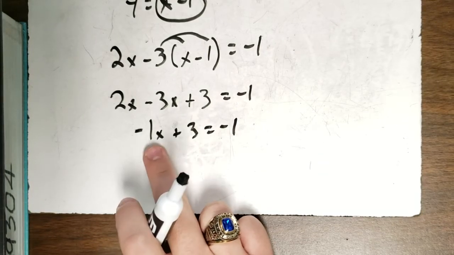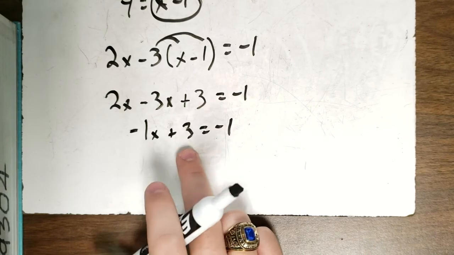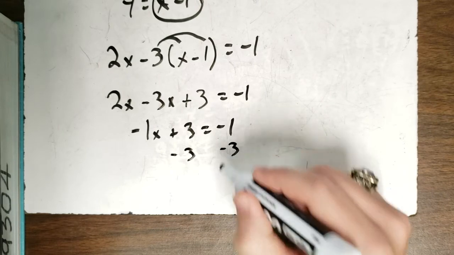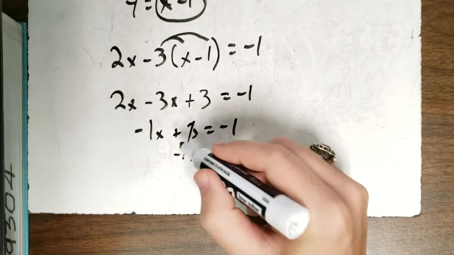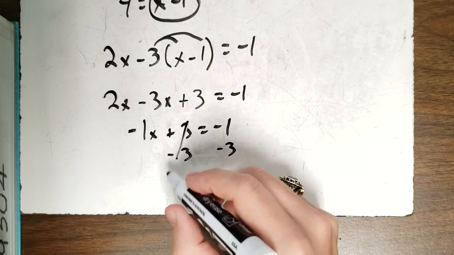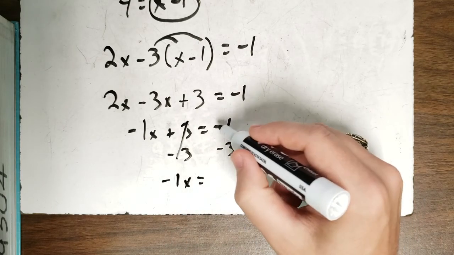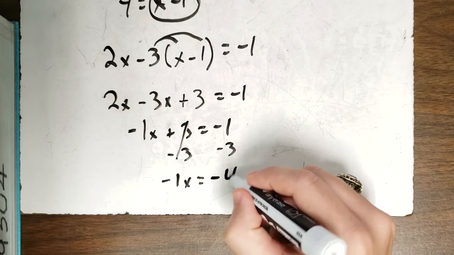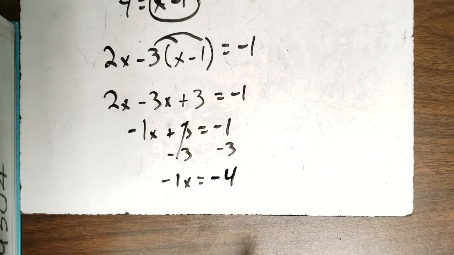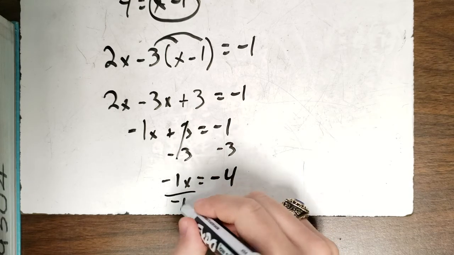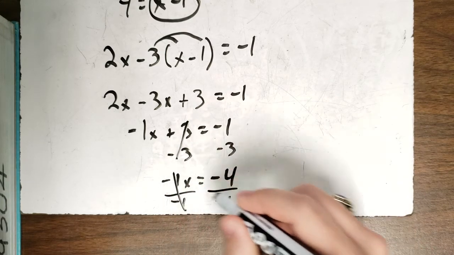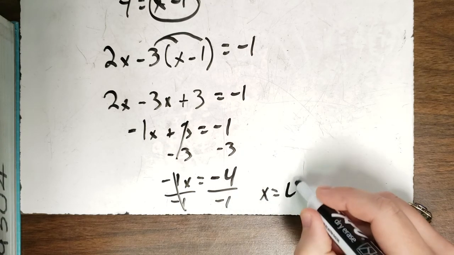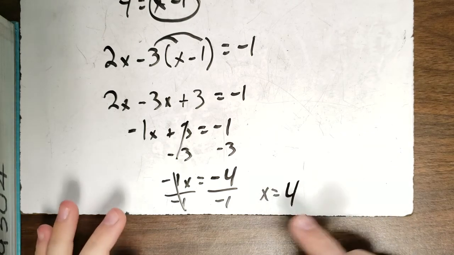Now, to get x by itself, we have to move this 3. It's a positive 3, so to get rid of a positive 3, we do the opposite. Minus 3 here, minus 3 here. That cancels out. Bring down your negative 1x, and that equals negative 1 minus 3. Negative 1 and negative 3, when you do that math, you get negative 4. Last step, divide by negative 1 on both sides, and that cancels, and x equals negative 4 divided by negative 1, which is a positive 4. So our x equals 4.